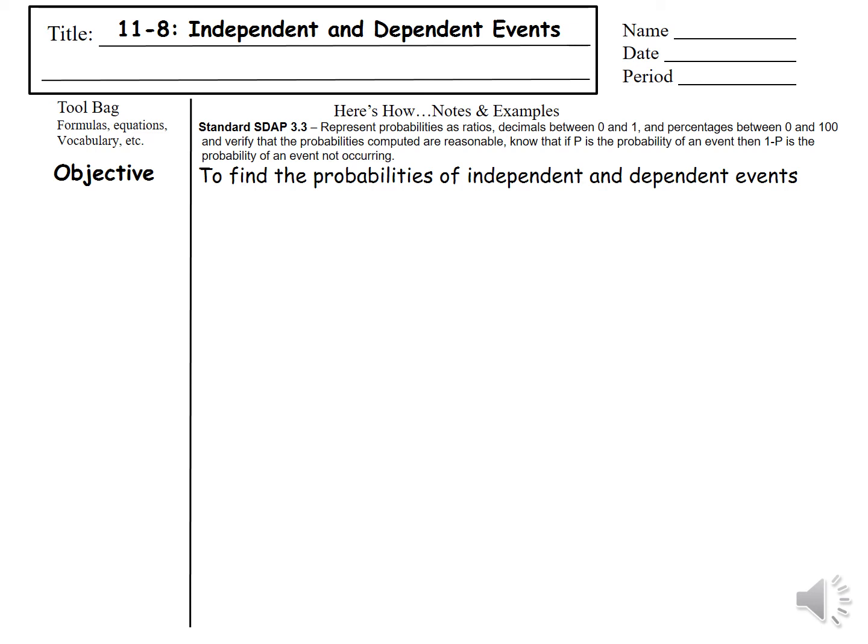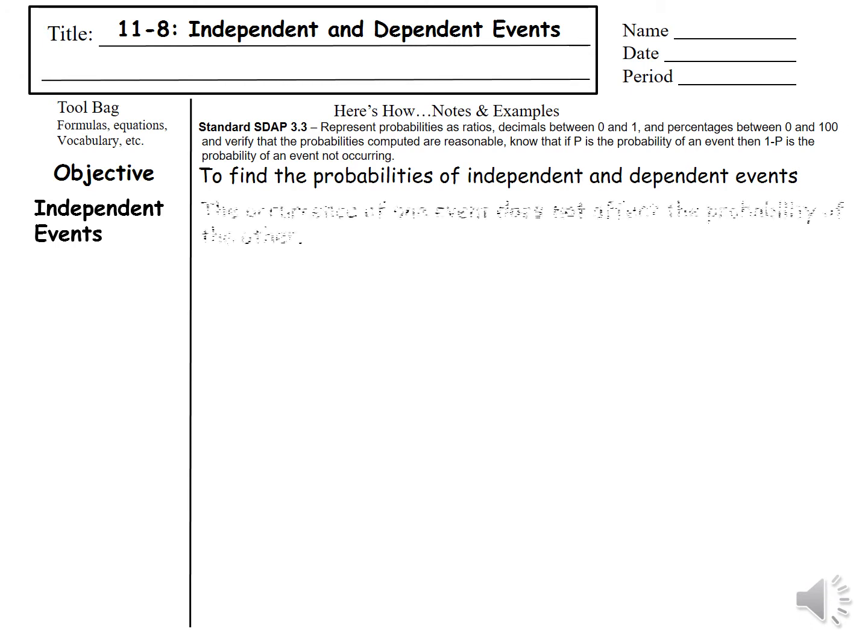We already learned the basic probability in the class, and in this slideshow, I will show the basic principle about independent and dependent events, and show you what's the difference between them. So the objective, of course, is finding the probability of independent and dependent events. So let's start with the definition.